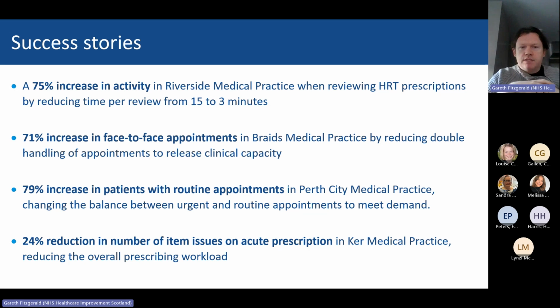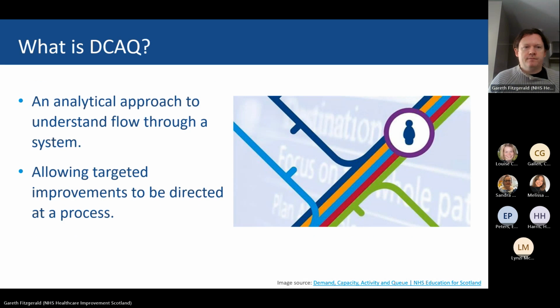As I mentioned previously, some of these examples come from our previous primary care access program. You can see there are a couple of them focusing on increase in face-to-face routine appointments, looking at that balance and releasing clinical capacity. Increase in activity when it comes to HRT prescriptions and more specifically review times for them. And also a reduction in acute prescriptions, so looking to affect that overall burden of the prescribing workload. So those are just some of the stories that we have there.